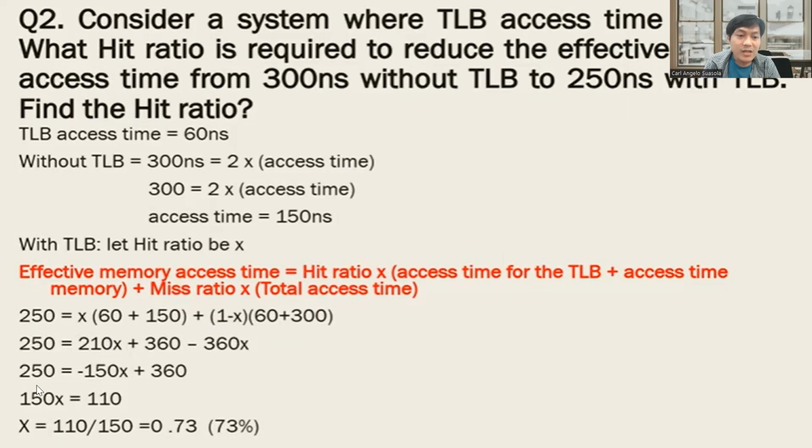So, calculating this, we can get 150x equal to 110. So, we can get x now: 110 divided by 150. So, we can get 0.73. So, we can get the percentage of a hit ratio of 73%.